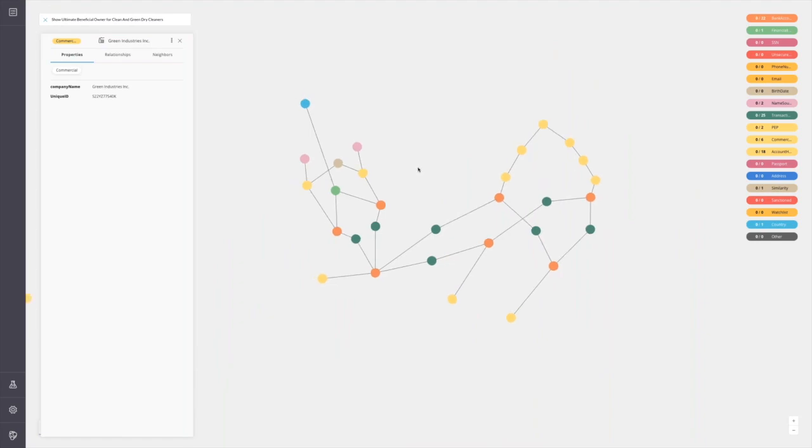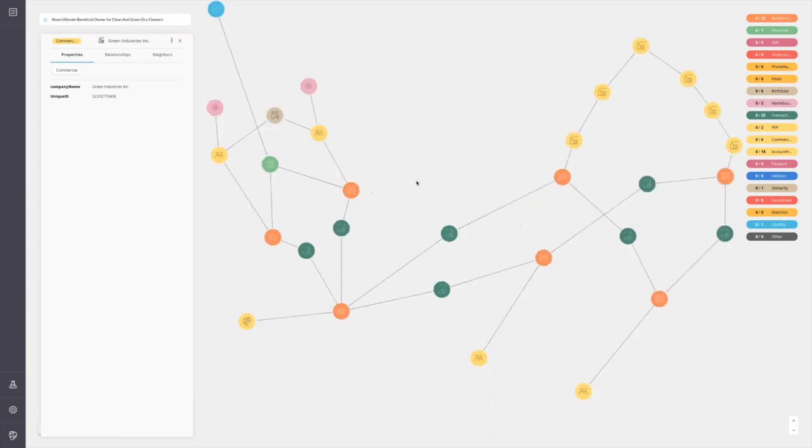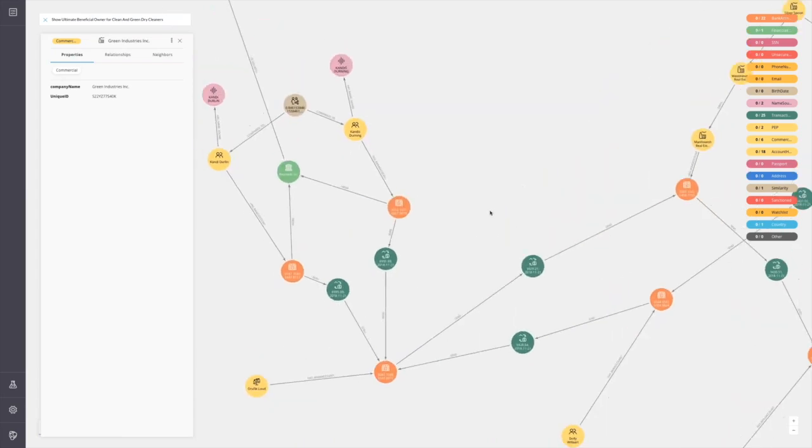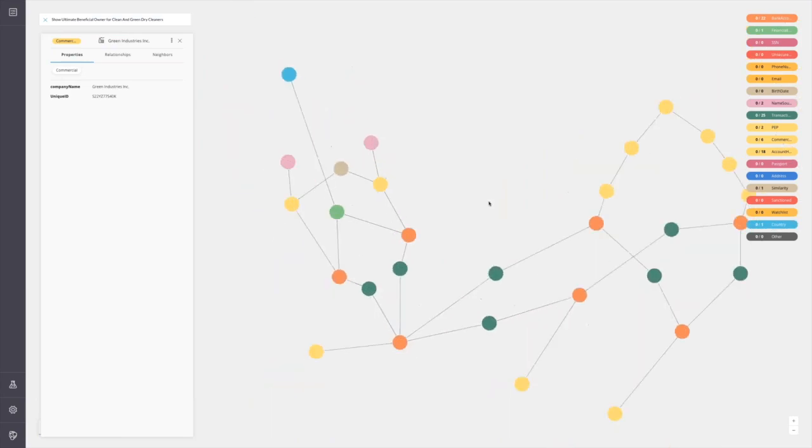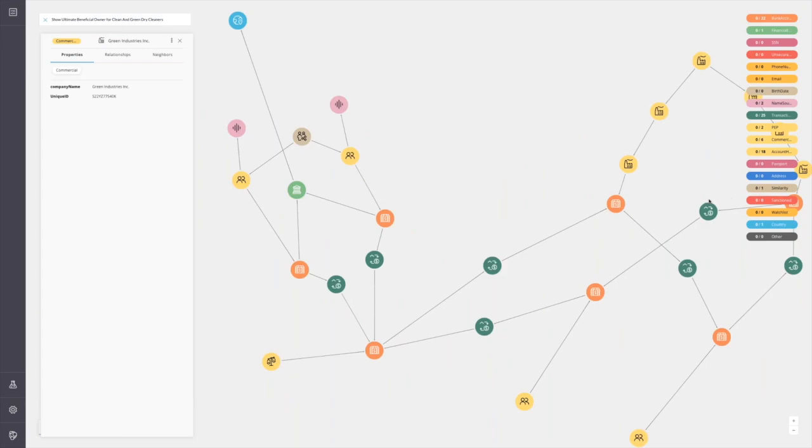Okay, so hopefully that's given you a taste of how the graph can find suspicious patterns in your data and help with entity resolution. I'll hand it over now and see if we have any questions.